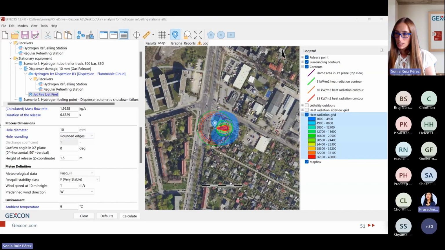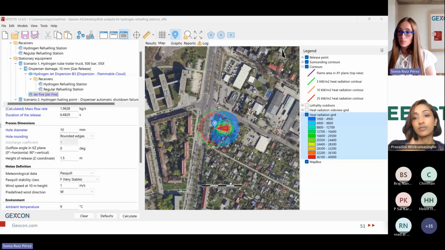Why do you use 10 millimeters as a hole diameter of release, from Pinot Giuseppe? Just because it's a very common diameter size for hydrogen releases, but it is just an example.